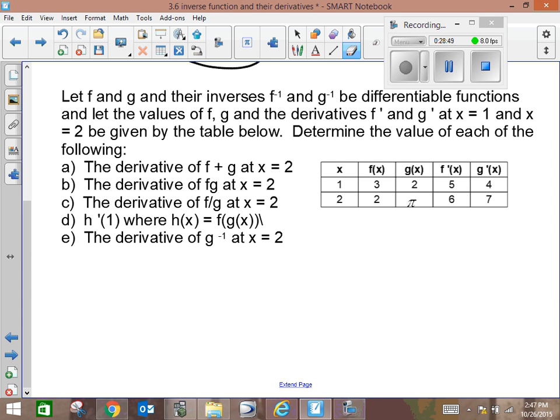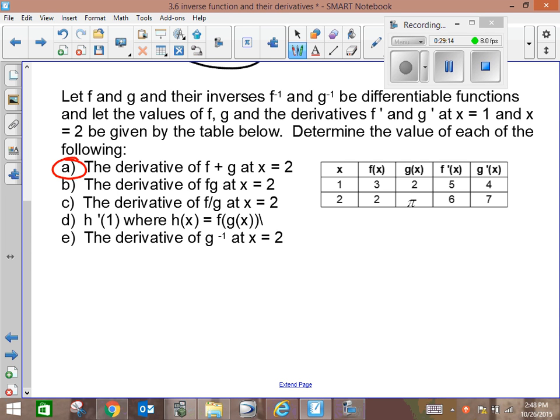All right. Let f and g and their inverses, f inverse and g inverse, be differentiable functions. They have to tell you that because otherwise you don't know. And let the values of f, g, and the derivatives f prime, g prime at x equals 1 and x equals 2 be given in the table. Determine the value of each of the following. All right, let's do A. It says I want the derivative of f plus g at x equals 2.